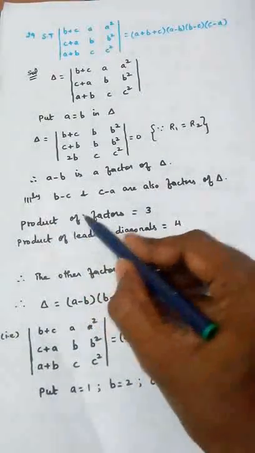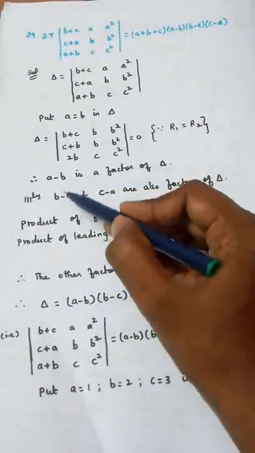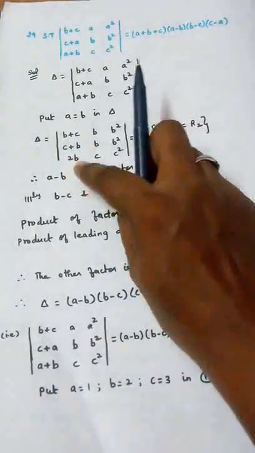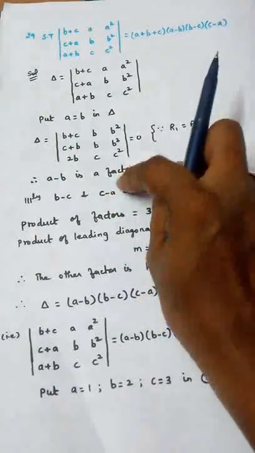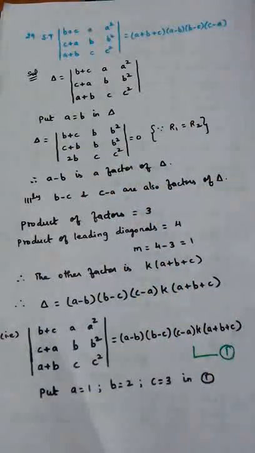So what is the product of factors? This is one factor, second one, third one. So power is 1, here also power is 1, here also power is 1. So 1 plus 1 plus 1. Product of factors is 3.